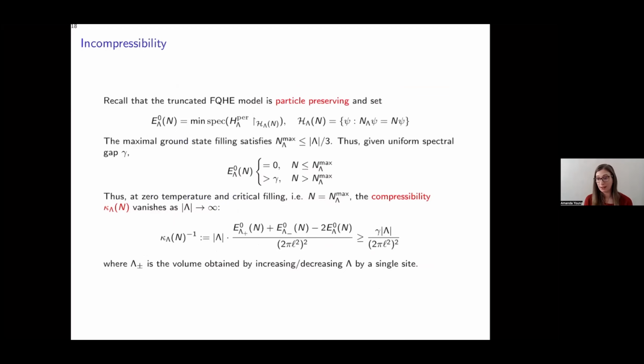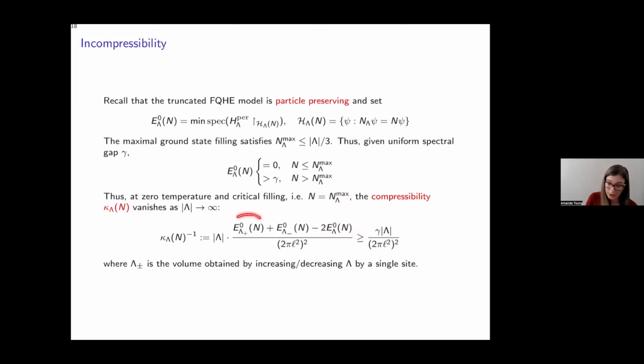Let me just also briefly mention again that the spectral gap estimate would give you a lower bound on the incompressibility. So the incompressibility at 0 temperature and at critical filling, when you're at this maximal filling of the ground state, you can write the inverse of the incompressibility in the following form in terms of the second derivative of the energy. So you get a factor of lambda here, and then you have this ratio where lambda plus and lambda minus correspond to taking a finite volume lambda and increasing it by one site and decreasing it by one site. Now, if N is the critical filling for the volume lambda, the minimal energy in the N particle sector for lambda is going to be 0, because that's where you have, for example, the Laughlin wave function.